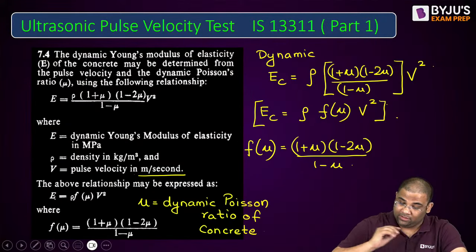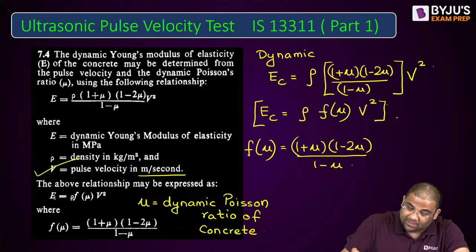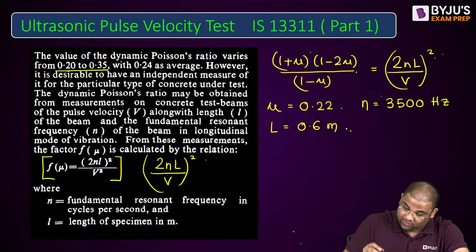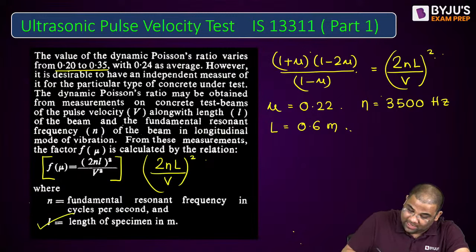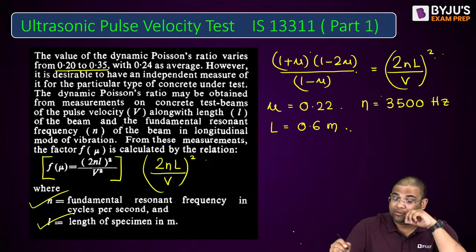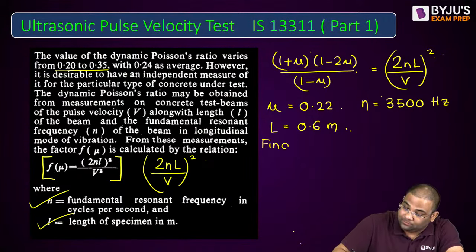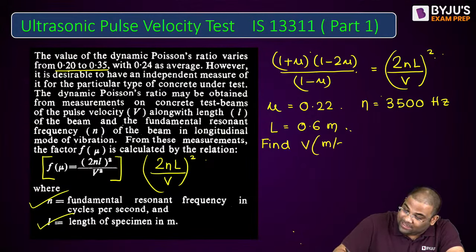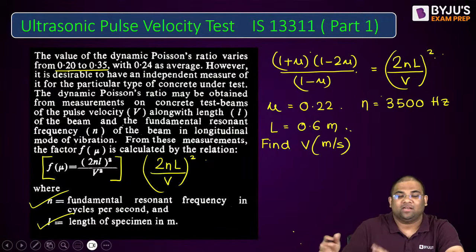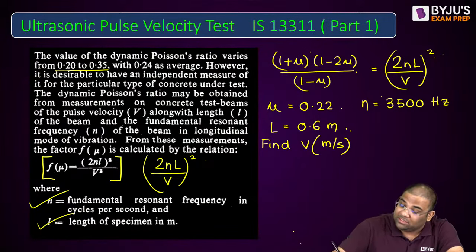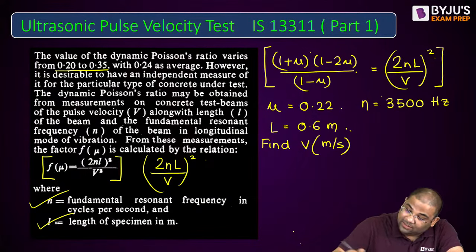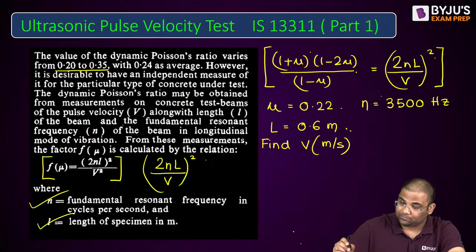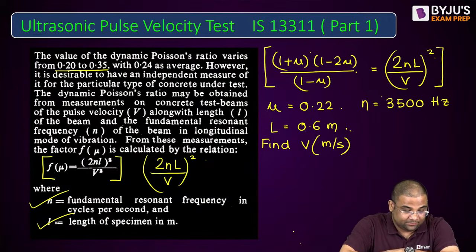You see what the units are. V is in meter per second, rho is in kilogram per meter cube, L is in meter, and N is in hertz, cycles per second. So can you give me the V value from this? Find V. The answer you will get will be in meter per second. To convert into kilometer per second you can do that afterwards, but from this formula what you will get is in meter per second. So find out the answer.